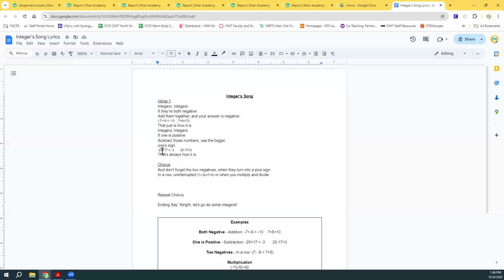If one is negative, then you can subtract the numbers and use the bigger number's sign. So -20 plus 17 is my example. 20 minus 17 is 3. The bigger number is 20, which is negative. So the answer is -3. Just like 20 minus 17, technically that's like -17. So that'd be a +3 because here 20 is the bigger number.